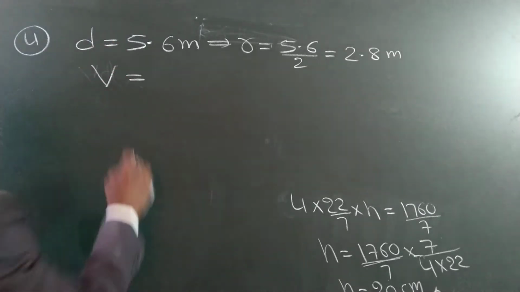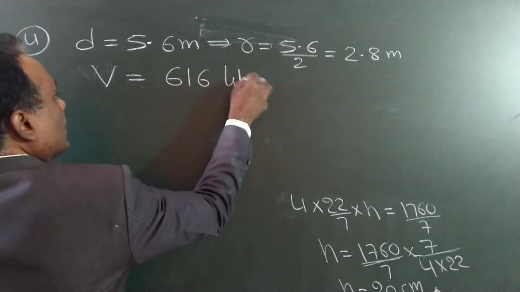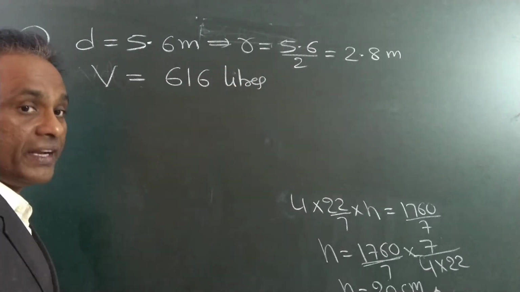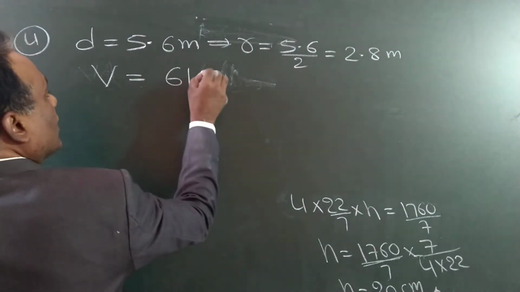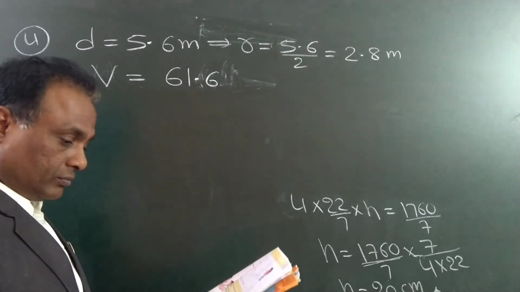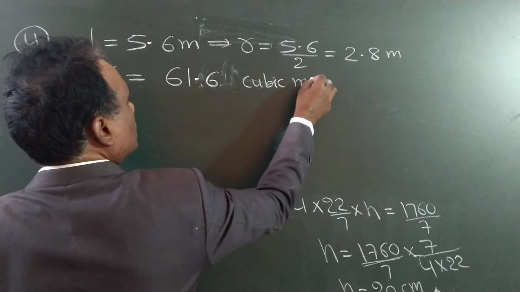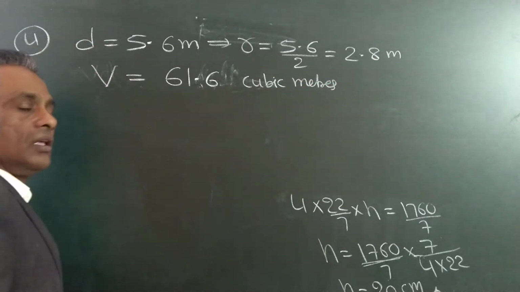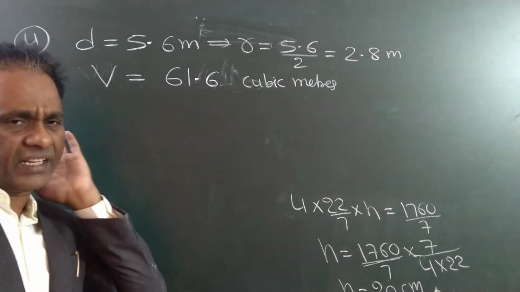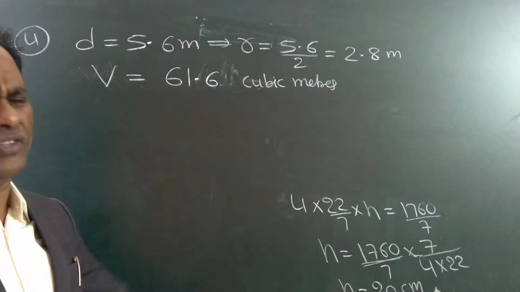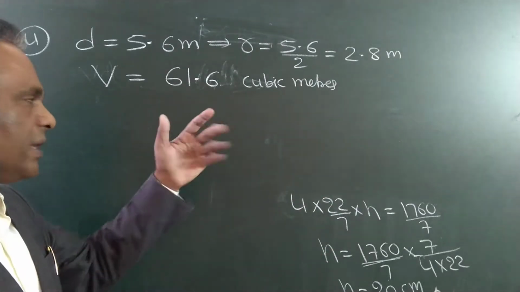V is equal to how much? In the old book it is 616 liters. I took the same and I solved it. But in the new textbook it is given as 61.6 cubic meters. In the old textbook 616 liters, I solved it, that is the correct procedure. But those who are following the new textbook may have confusion.